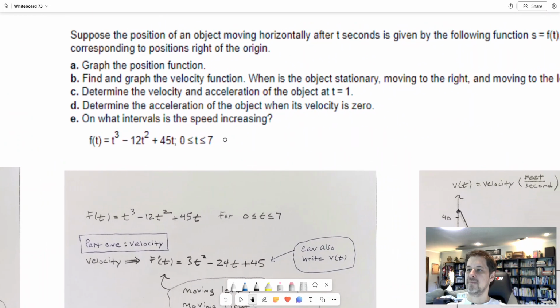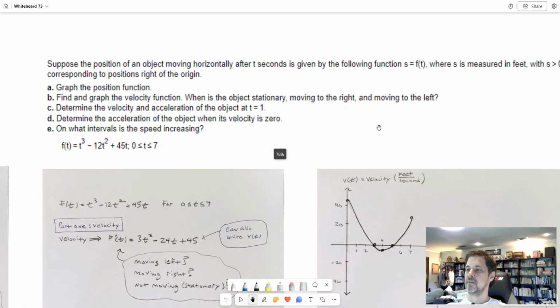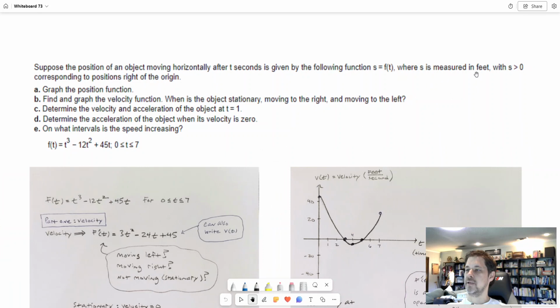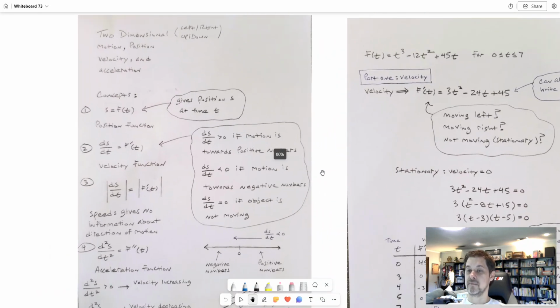So you might read the fine print. I noticed this one here says S is measured in feet, and the positive positions are going to be right of the origin. So no assumptions are made. You're told what that's going to be.